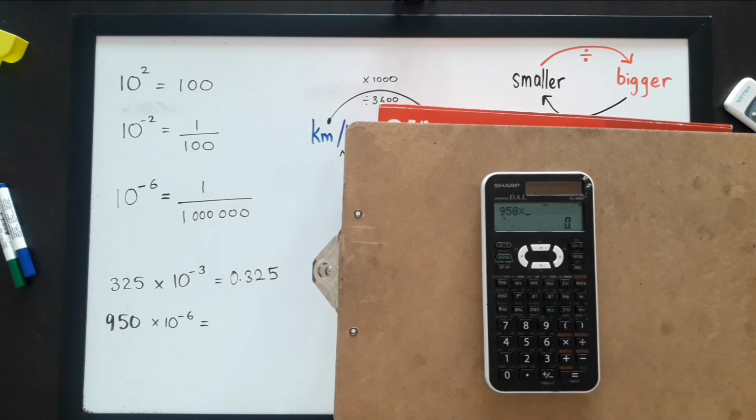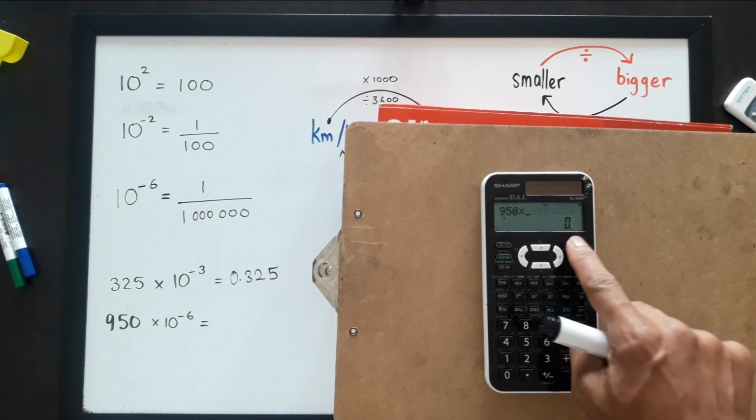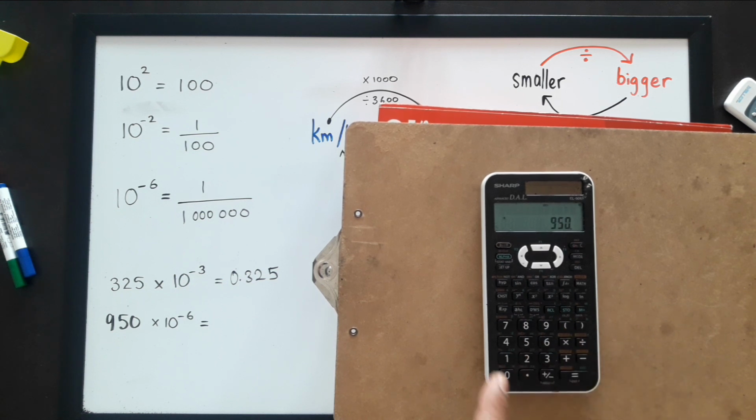So, let's try this. 950 multiplied by, sorry, I shouldn't have pressed the multiply. 950, press the EXP button. The EXP button automatically puts in the multiply and the 10 for you. And it's just waiting for you to type in negative 6. Remember, you're going to use the funny button, the plus or minus button. And that's equal to 0.00095.